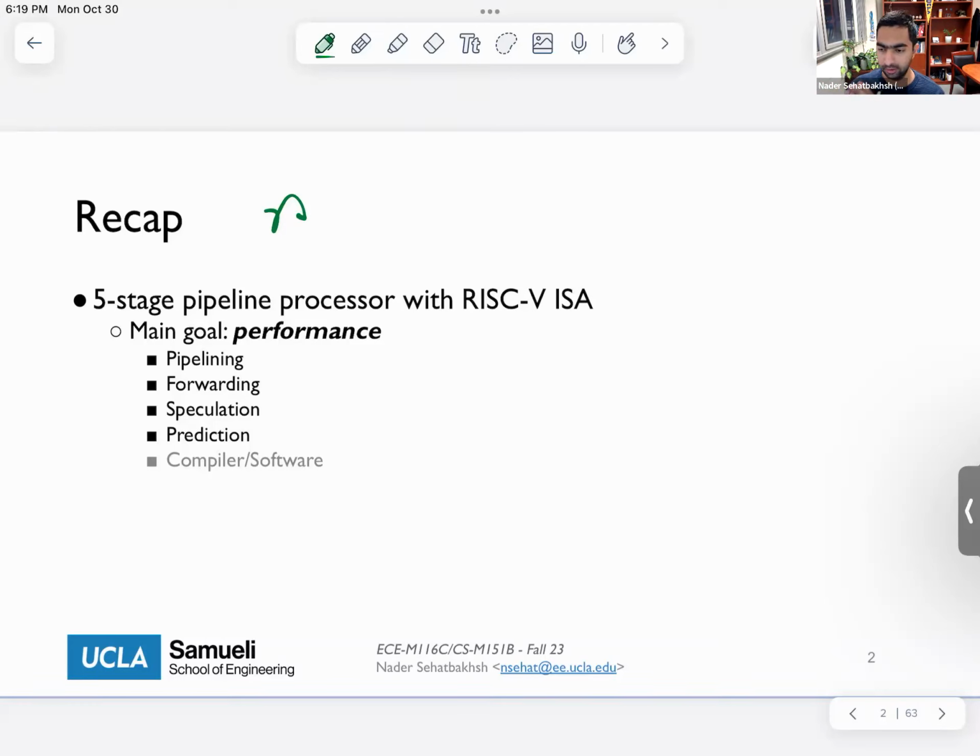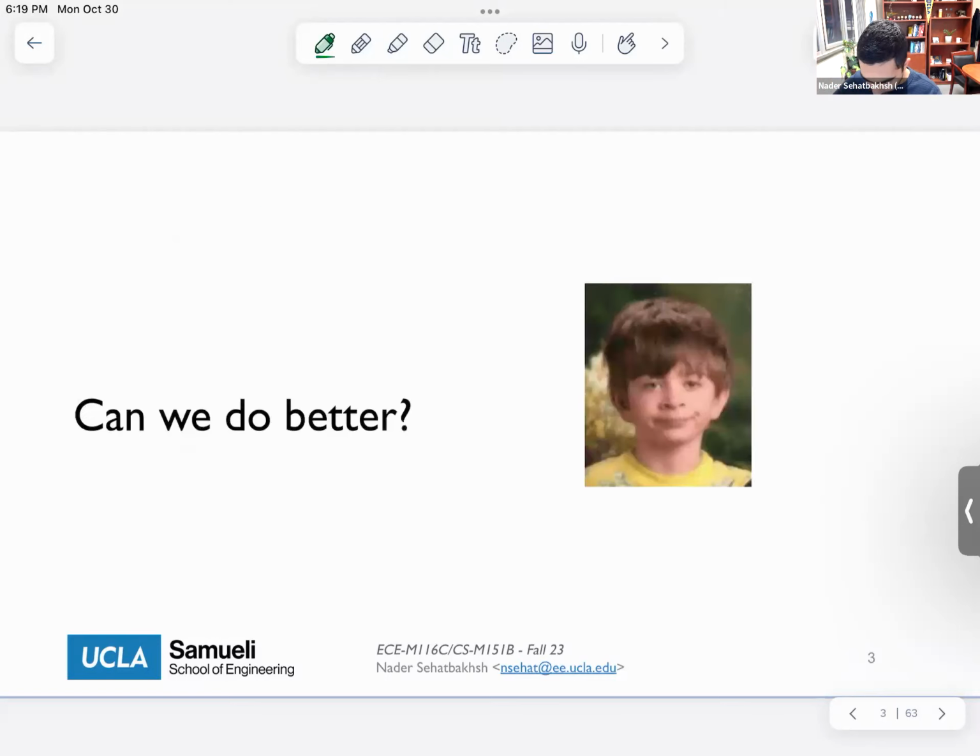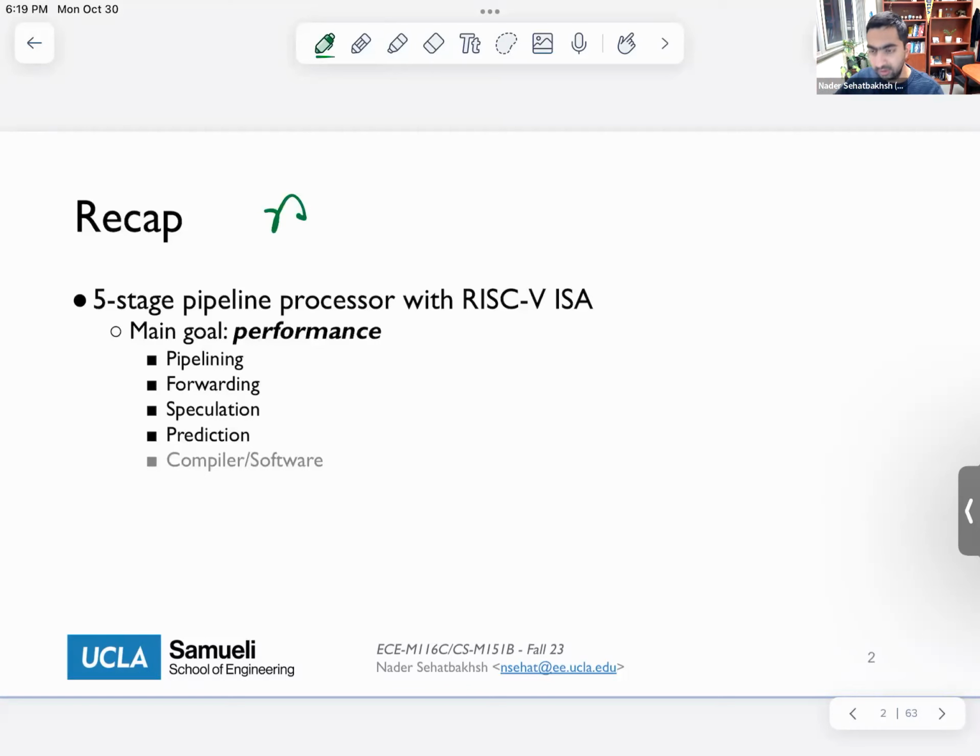So this is the high-end processor with all these features in order to improve performance. We also very briefly talked about the impact of the compiler and software, but mainly we are focusing on what we can do in the hardware to improve this, right? So now with all these features, the question is, can we improve our processor even further? What can we do in order to make even faster systems?